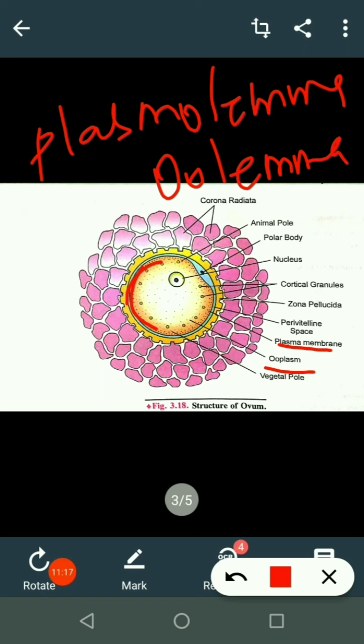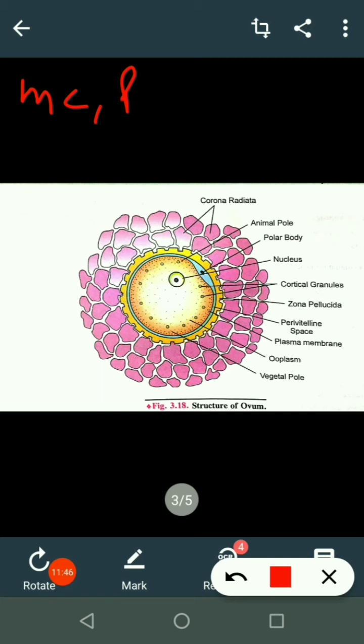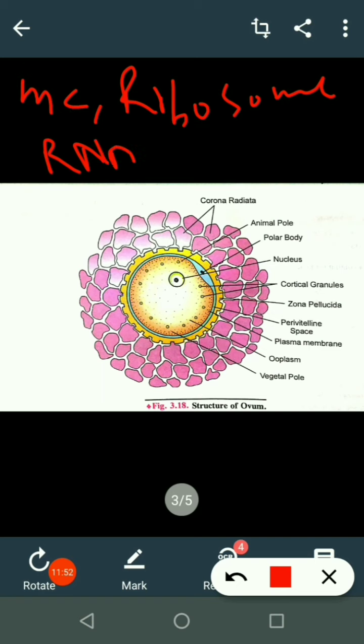Okay, now in the outer region, the ooplasm contains a number of mucopolysaccharide granules. Can you see these small structures? These are mucopolysaccharides, which are called cortical granules. And inside this cytoplasm, which I have told you is ooplasm, various things are present, like microtubules, mitochondria, ribosomes, RNA. So many things are present. Golgi bodies are also present, proteins also present. So these kinds of things are present inside the cytoplasm, right?